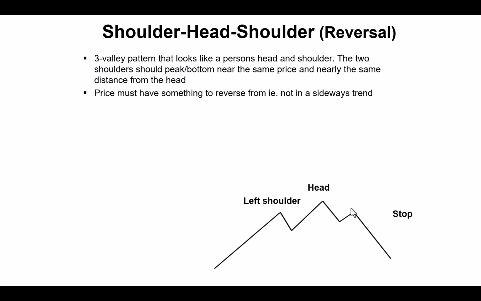So the price must have reversed from something, and volume is usually falling, meaning it's usually highest on the left shoulder and then declining until the breakout.